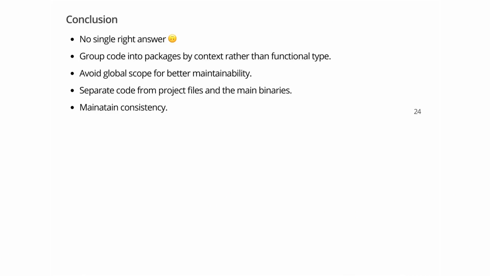So like I said, no single right answer. All of these are valid. Just remember to try to group your packages by context rather than just the functional type, the traditional MVC. Avoid global scope. It will help you out in the long run. If you can, separate your project code from the main binaries, unless it's a simple app and you don't have a need for it. And above everything, maintain consistency. Whatever structure you come up with, just make sure it's consistent. Make sure that if you refactor a part of the app, you bring the rest of the app in line as well, because that's one of the most important things.